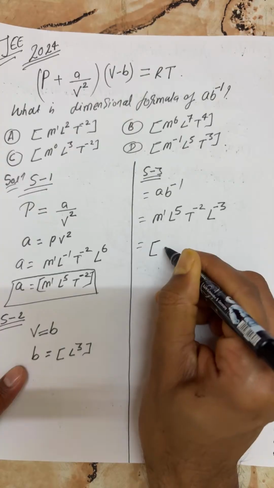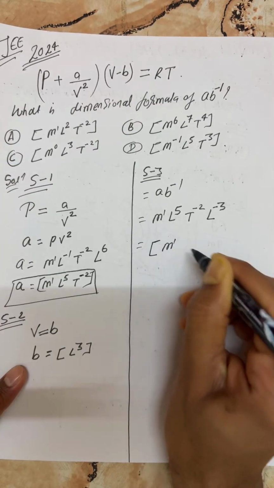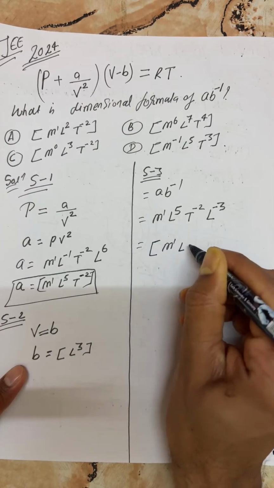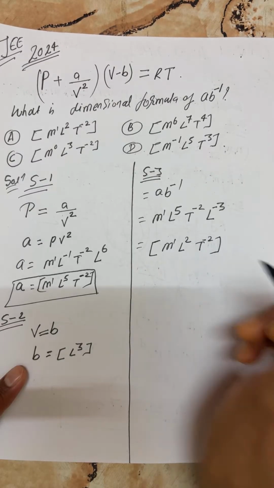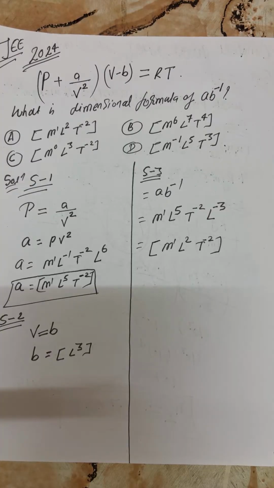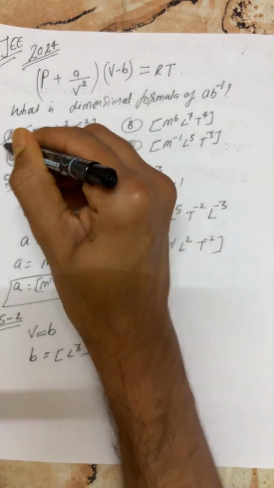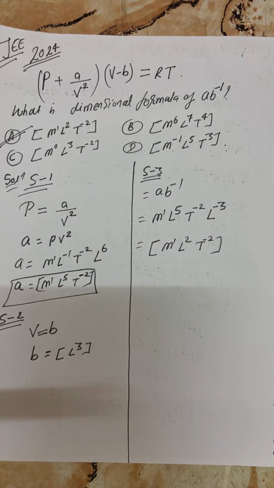Now, students, finally you can write your answer: M to the power 1, L to the power 2, and T to the power minus 2. Is any option there here? Yes, that option is correct.